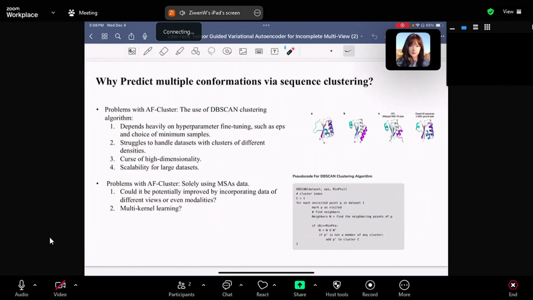The second problem is that AF cluster relies solely on the multiple sequence alignment data, which raises questions about whether its predictive power could be enhanced by incorporating different data, and even data of different modalities. Techniques like multi-kernel learning might provide a way to integrate additional information such as biochemical or structural data, and might potentially capture a richer and more nuanced representation of protein dynamics.